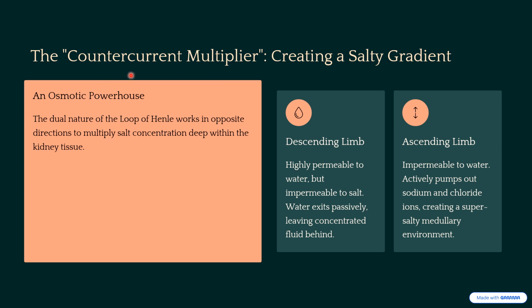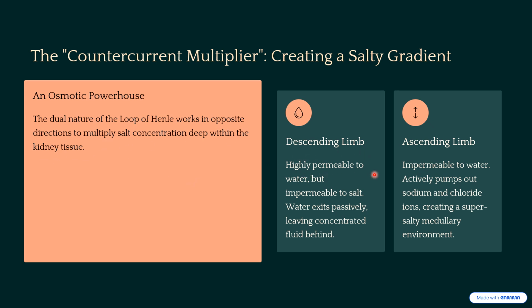Now, the countercurrent multiplier, creating a salty gradient. What is that? It's an osmotic powerhouse, a dual nature of the loop of Henle. That means with one hand the ascending limb, with another hand the descending limb. So it is the dual nature of the loop of Henle, working in opposite directions to multiply salt concentration deep into the kidney tissue. Actually, how do they do that?